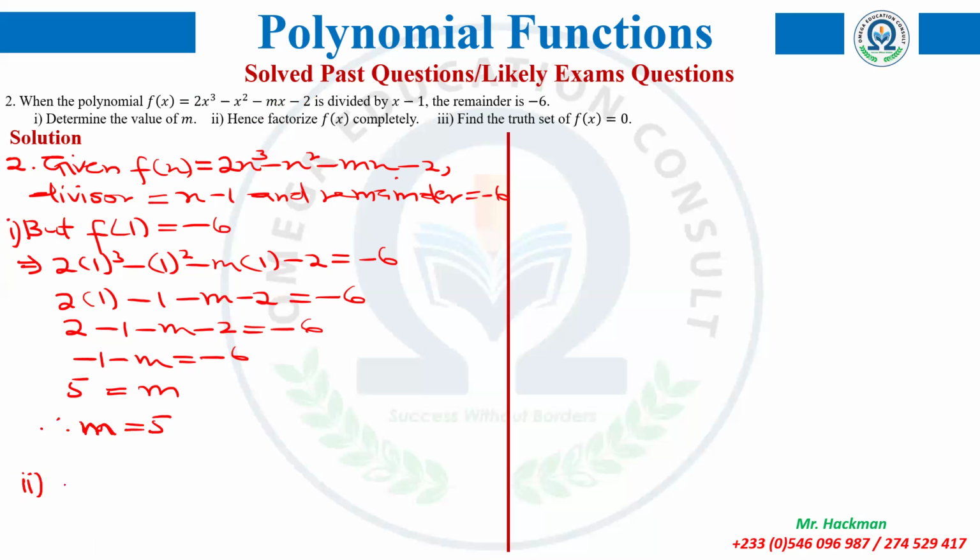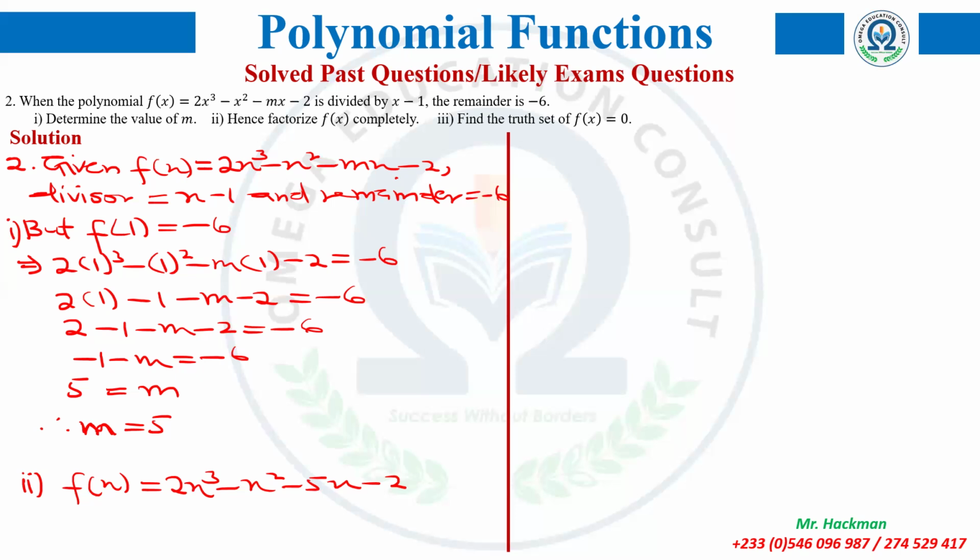It means my polynomial f of x will be equal to 2x cubed minus x squared, then remember m is 5, so minus 5x, then minus 2. Do you agree? Okay, so this is the polynomial that we are going to factorize. But you can see that it is a cubic polynomial. So if you want to factorize, we have to use trial and error to get one factor.